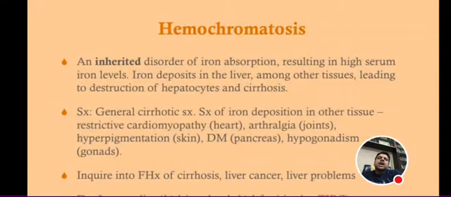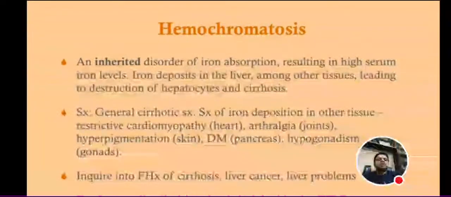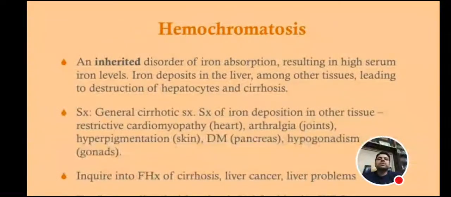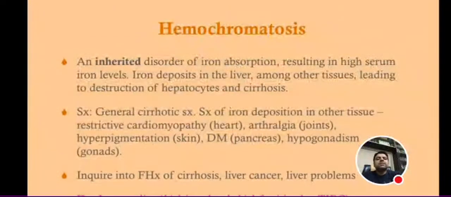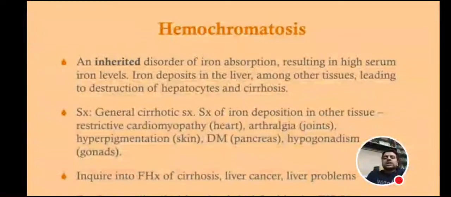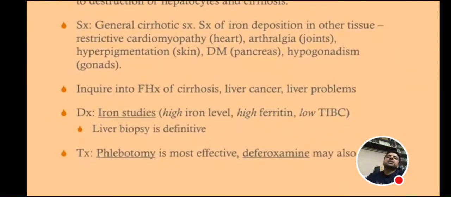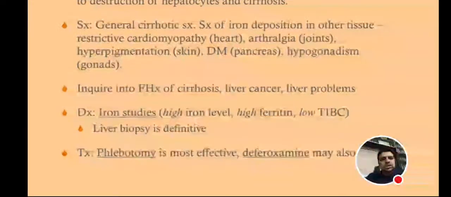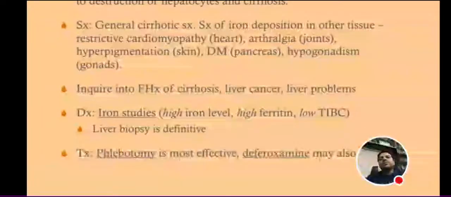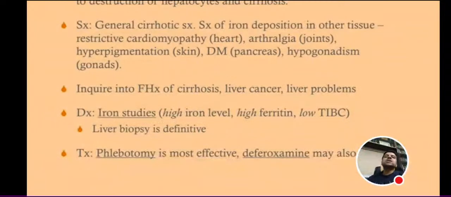Hemochromatosis is an inherited disorder of iron absorption, resulting in high serum iron levels. Iron deposits in the liver among other tissues, leading to destruction of hepatocytes and cirrhosis. It means there is impairment of absorption of iron. It is an inherited disorder. That's why serum iron is raised, serum ferritin is raised. And what are the other symptoms? If iron deposits in the liver, it causes cirrhosis, whereas iron deposit in the heart causes restrictive cardiomyopathy. Restrictive cardiomyopathy, most common causes are infiltrative.